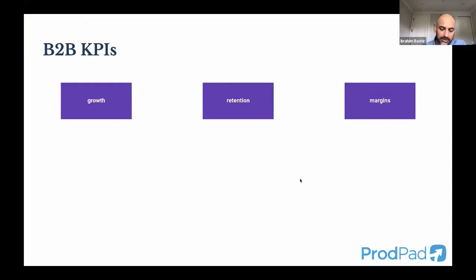And just to be clear, this is all framed in, I mean, you can apply some of these ideas to B2C, but I think in B2B, it's a little bit cleaner. So at a high level, I think any kind of B2B software, whether it's productivity software, collaboration software, whether it's cloud-based SaaS or on-prem, fundamentally comes down to 3 things that you operate around. One is growth, right? The second is retention. And the third is margins.